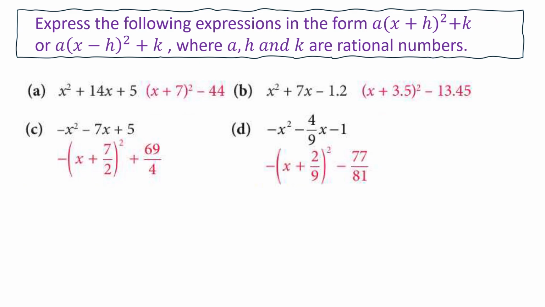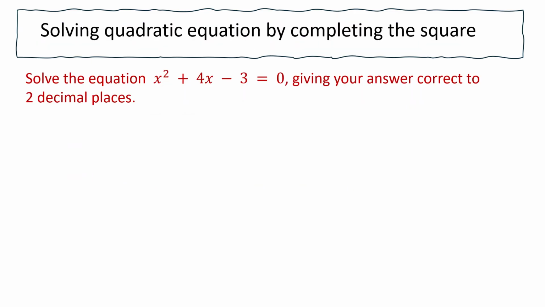Right, so these are some of the questions that you may want to practice doing. The answers are provided and they're colored in red. Right, we have come to the last part of the video, which is to solve a quadratic equation using the completing the square method. We are asked to solve x squared plus 4x minus 3 equals 0, giving the answer correct to 2 decimal places. Okay, let's do it.